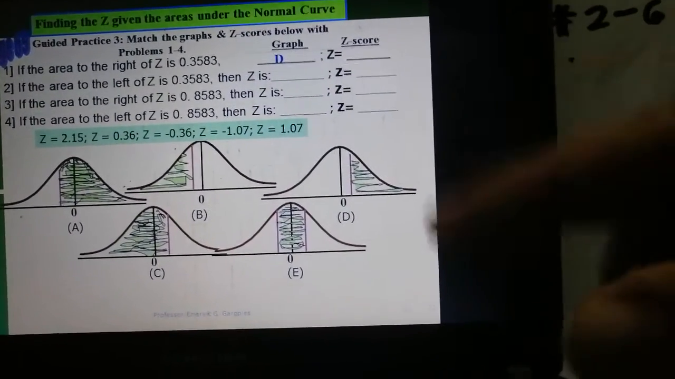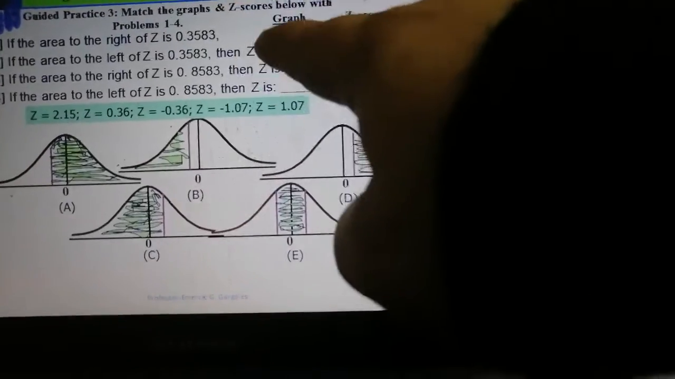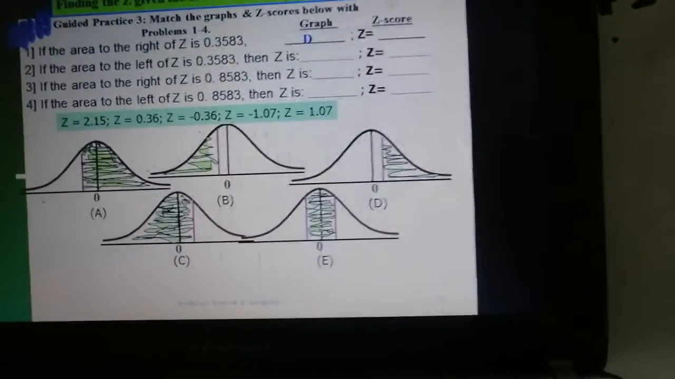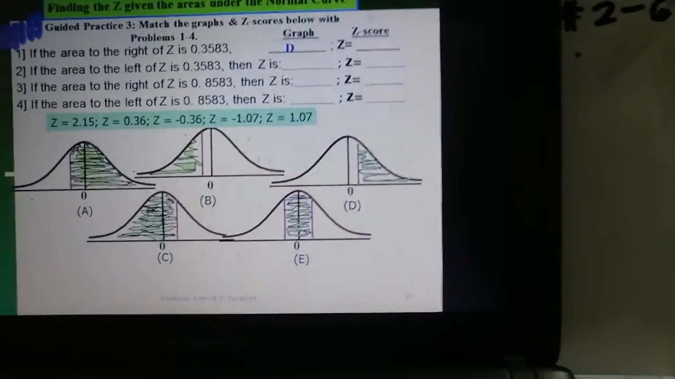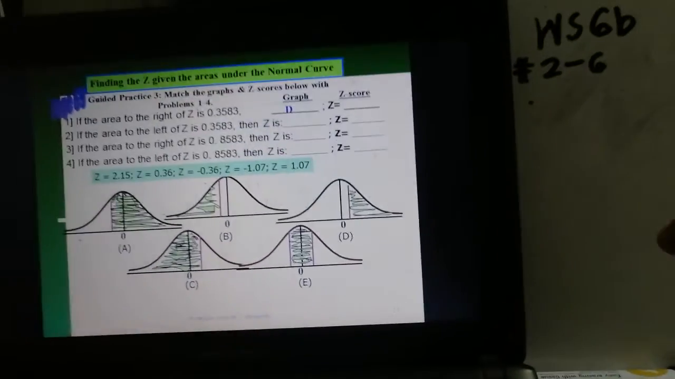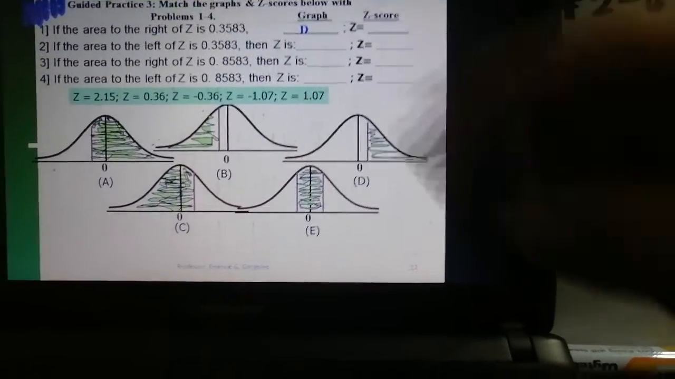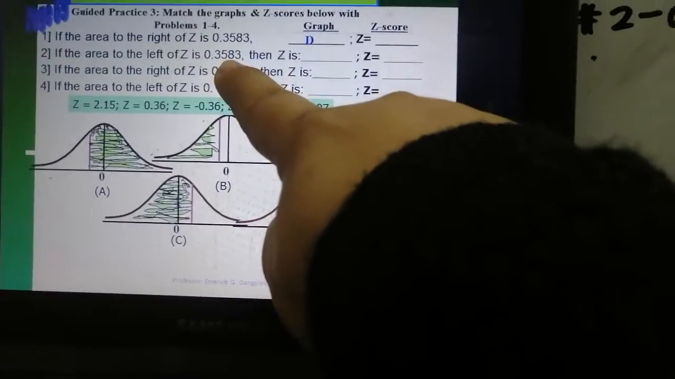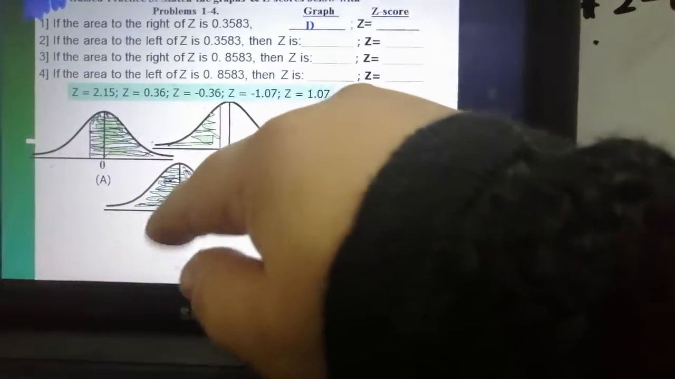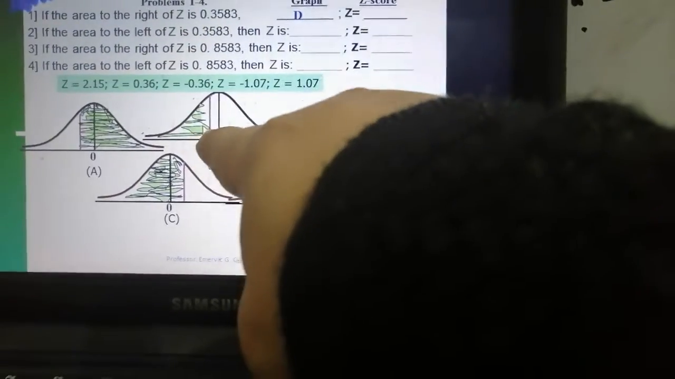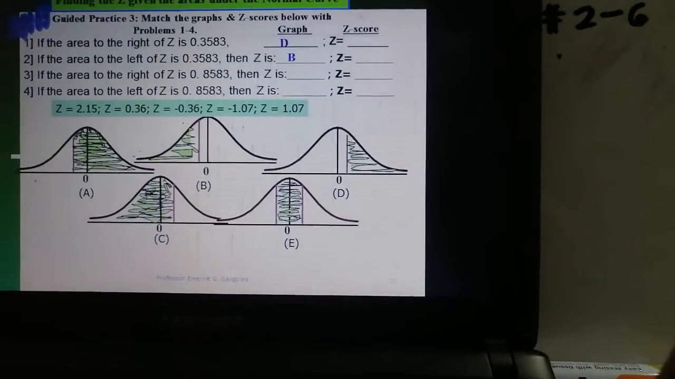For number 2, this is very hard. No, because this is somewhat similar to number 1. But this time, the condition is to the left. So, what tail are you expecting to be shaded? Is it the left or the right? Oh, the left. So it's either B or C. But again, you consider the area 0.3583 is less than 0.5. So it doesn't reach half of the distribution unlike C. So obviously it is letter B.